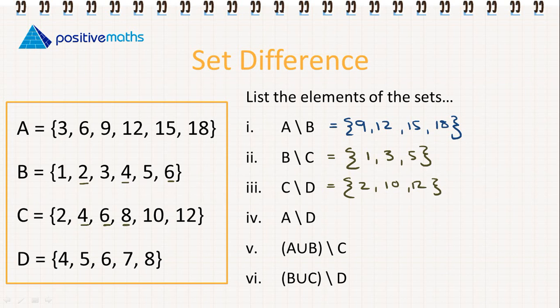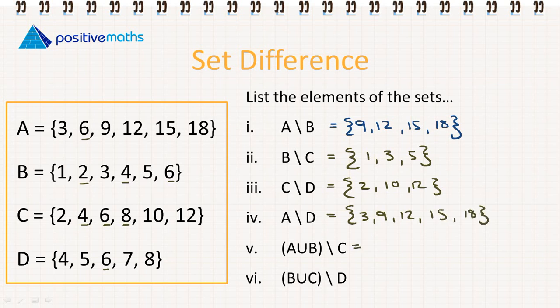Okay, part 4, A without D. So we won't be including 6. Everything else can be included. So A without D is going to be 3, 9, 12, 15 and 18.